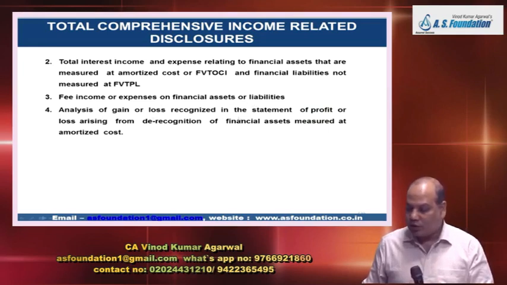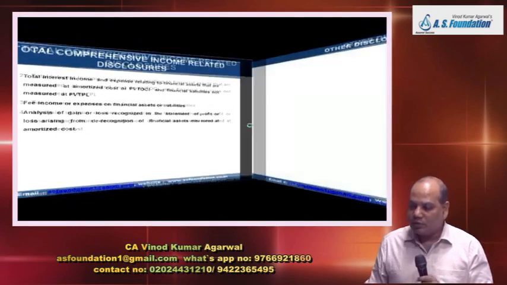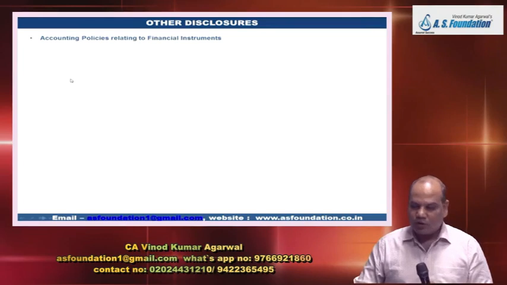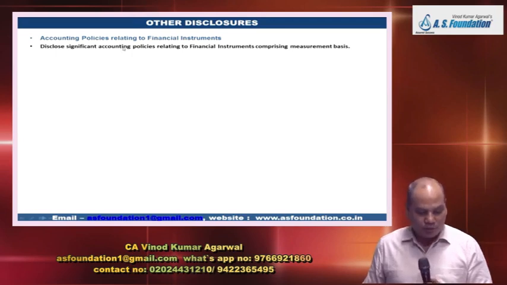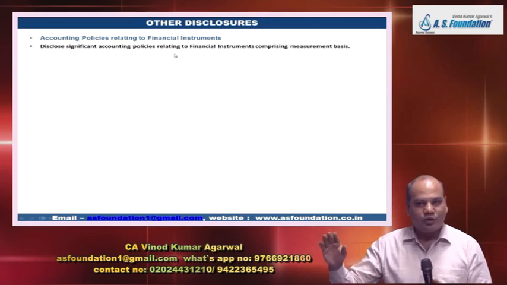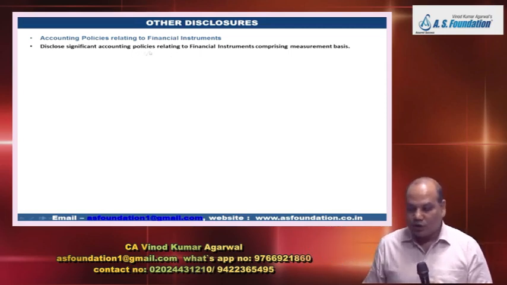Analysis of gain or loss recognized in statement of profit or loss arising from derecognition of financial asset measured at amortized cost. So that you will disclose separately, gain or loss arising due to derecognition of financial asset measured at amortized cost. And now come to the last part, other disclosures. In other disclosure, one, you will disclose all your accounting policy related to financial instrument. I have written very briefly here, just one line. Actual disclosure is little more. Like for example, you will disclose accounting policy, measurement basis, etc.